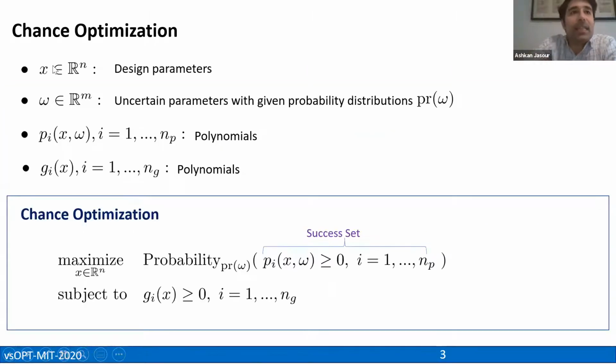To see this, let X be our design parameters. Omegas are our uncertain parameters with given probability distributions, or in general, with given probability measures. Also, the p_i's are polynomials in X and omegas, and the g_i's are polynomials in terms of X. Then chance optimization reads as follows. We are looking for design parameters X to maximize the probability of success defined in terms of level sets of polynomials p_i. So the success set is nothing but a semi-algebraic set defined in terms of X and the uncertain parameters omega. So we are looking to maximize this probability with respect to some deterministic constraints in terms of design parameters X.